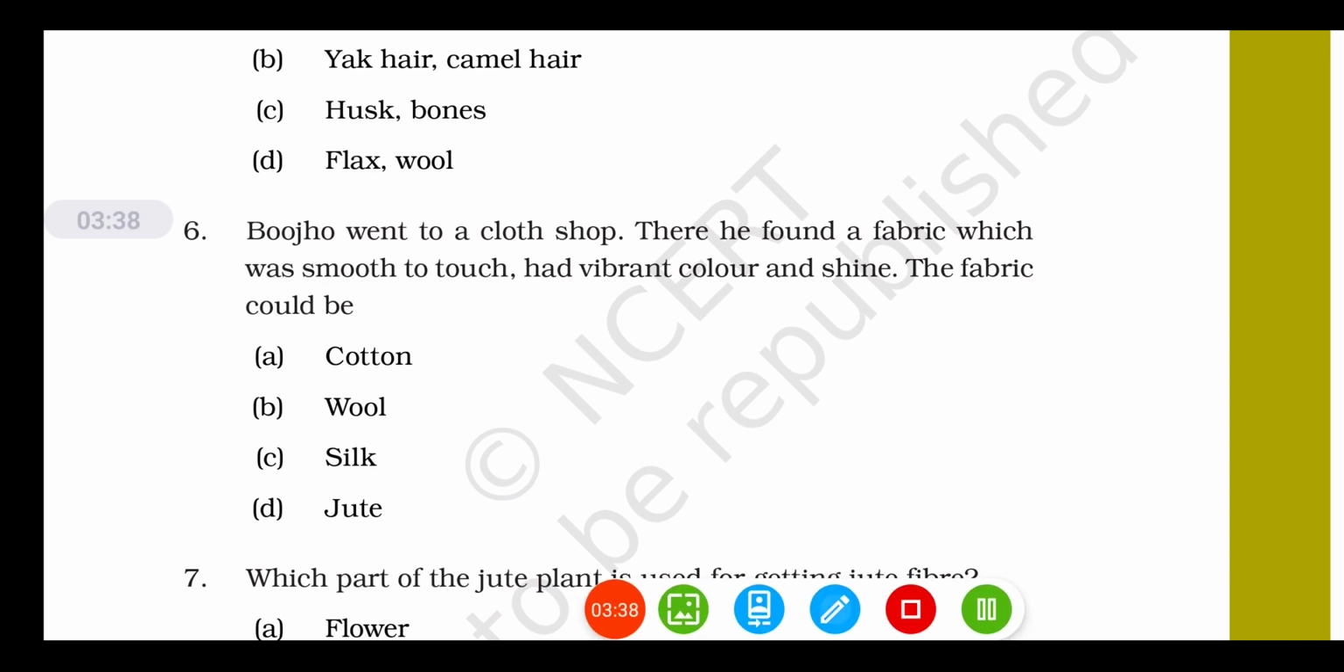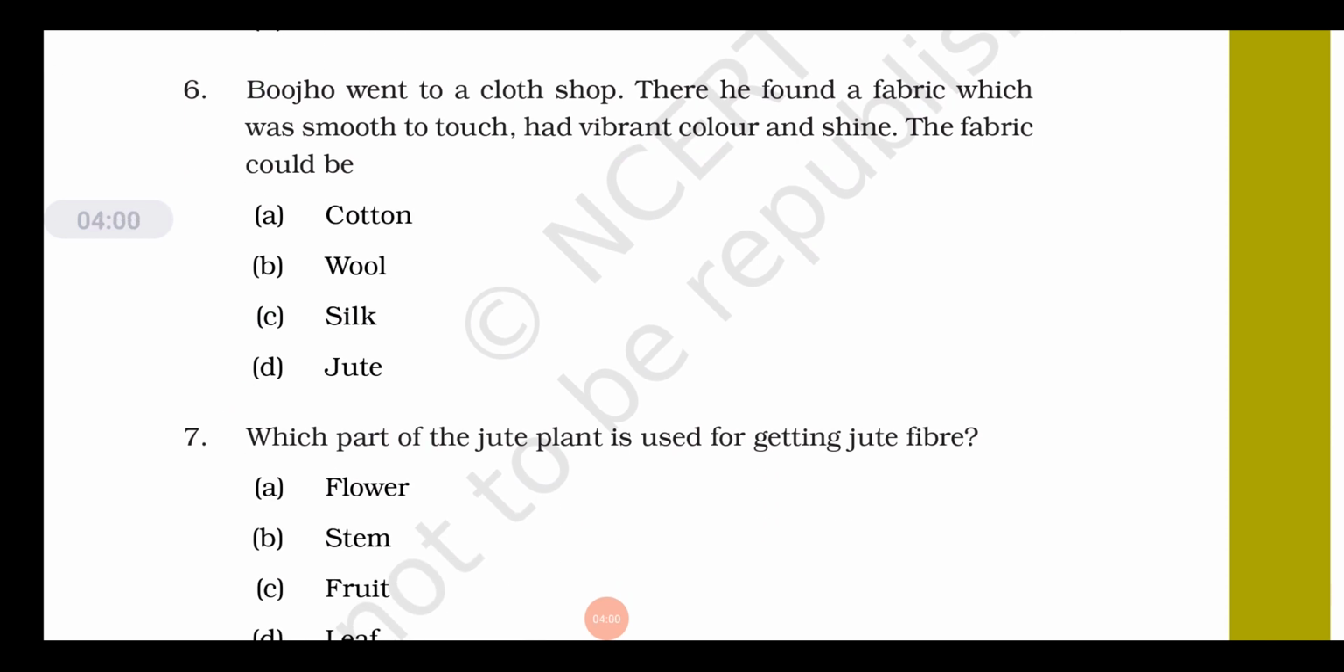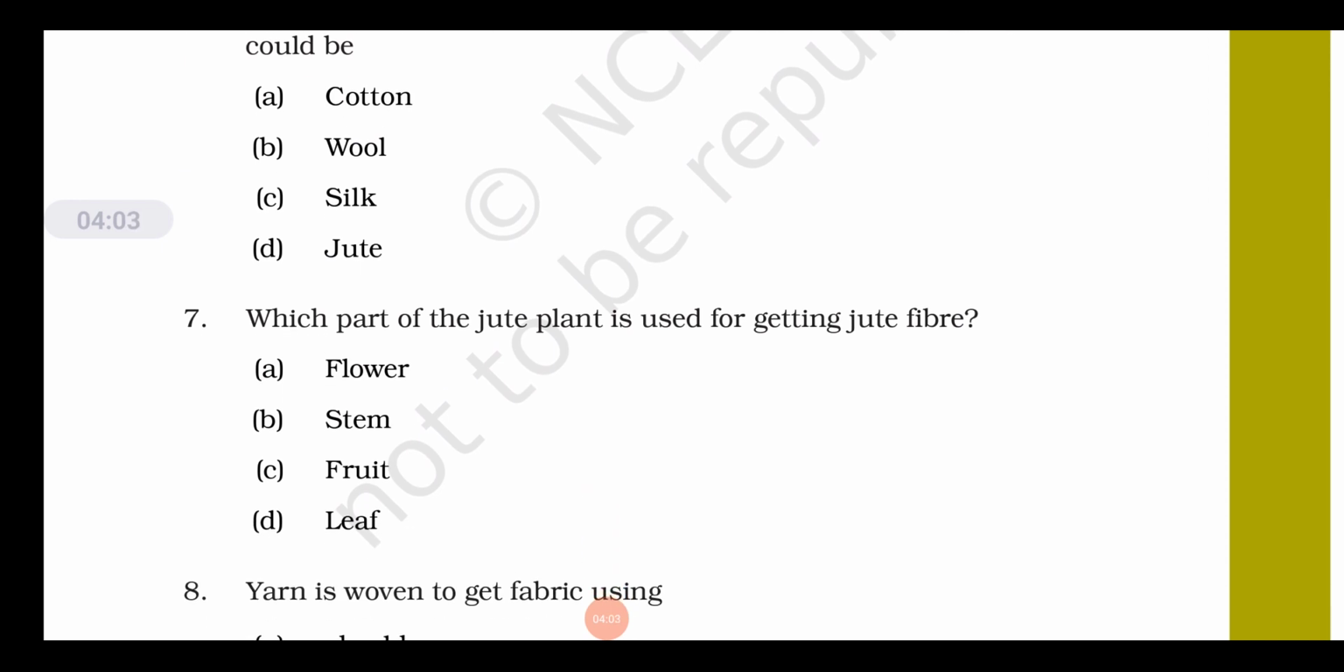Question number 6. Bujo went to a cloth shop where he found a fabric which was smooth to touch, had vibrant color and shine. The fabric could be cotton is not shiny, wool also is not that shiny, and jute is not that smooth. So your answer should be silk. It has vibrant color, shiny and smooth to touch. Question number 7. Which part of the jute plant is used for getting jute fiber? And answer is stem. Okay, so stem of the jute plant is very long, soft and shiny, and it can be spun into threads.